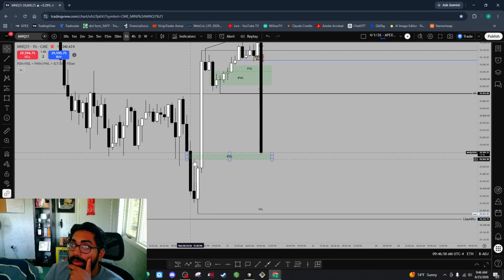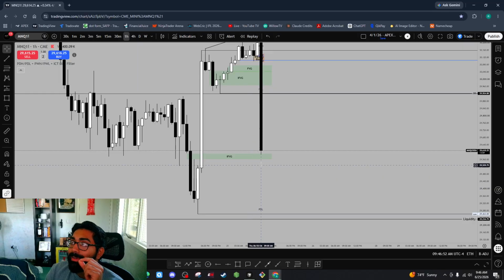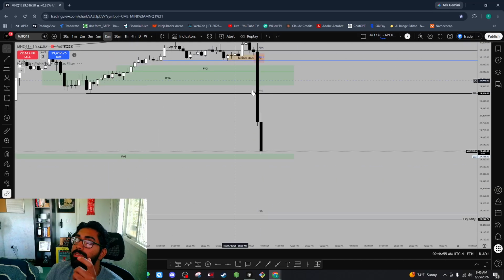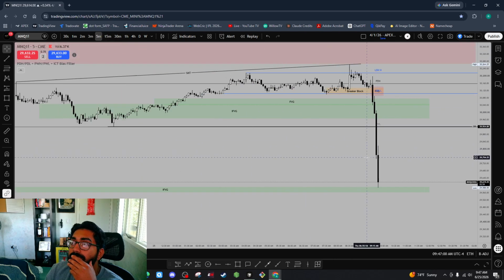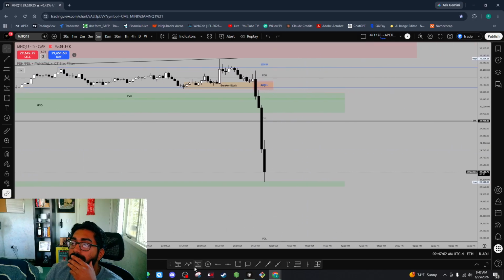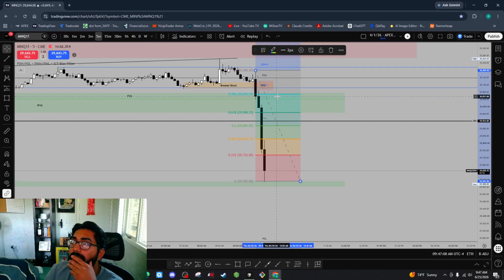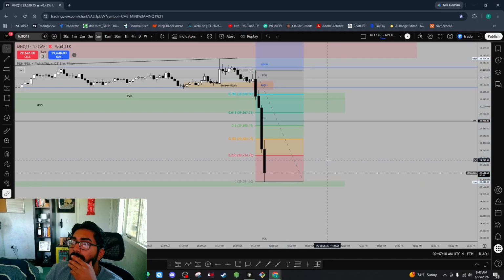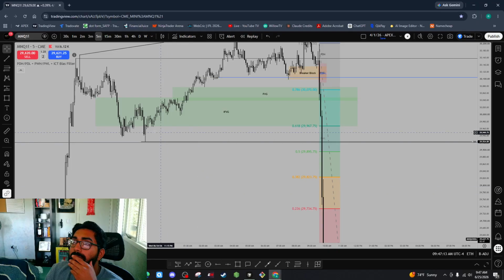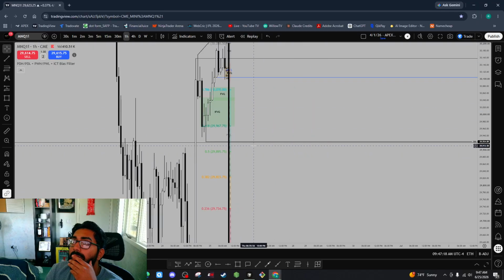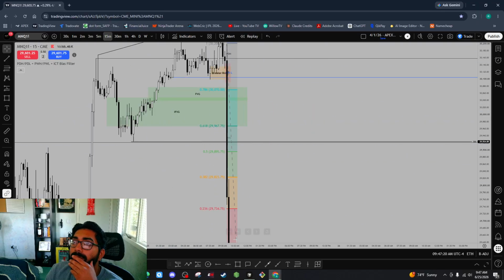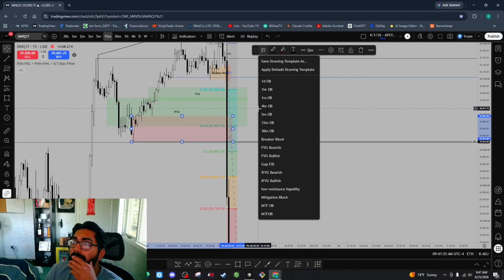Now, this inverse fair value gap might be just enough liquidity for price to temporarily pull back, especially since the 15-minute just ended. So let's see. I kind of want to do fib on that right there. It's almost as if this candle right here is acting as a breaker block. So we're going to mark that.